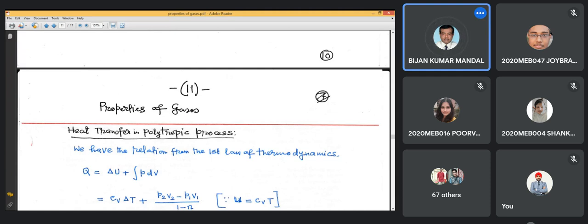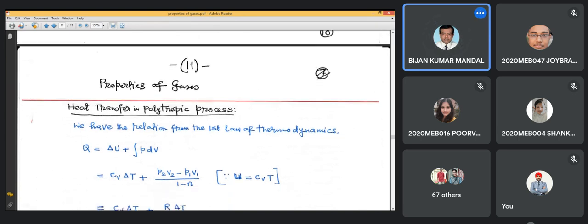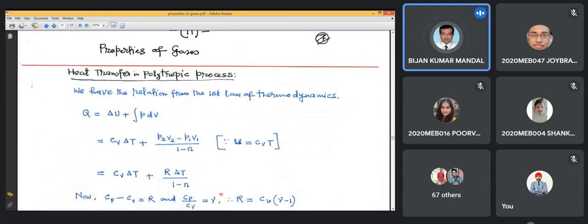Let's see. We have the relation Q is equal to delta U plus the integral of PdV, that is the general equation. And now we are replacing delta U by Cv into delta T. And this term, I think you know that after integration between the limits 1 and 2, we'll get for a polytropic process (P2 V2 minus P1 V1) by (1 minus n).